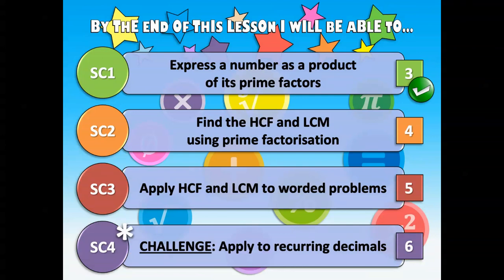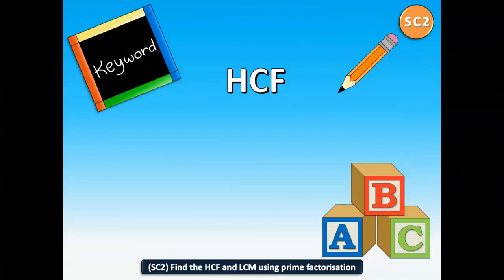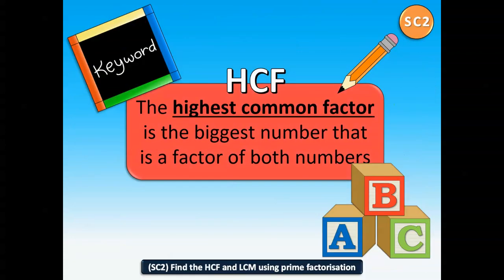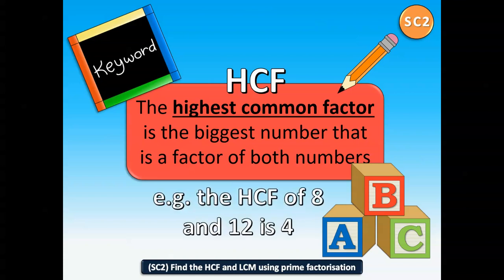So now we're going to move on to number 2, and this is to find the HCF and LCM using prime factorisation. So HCF stands for highest common factor, and this is the biggest number that is a factor of both numbers. So for example, the highest common factor of 8 and 12 is 4, because 4 is the biggest number that goes into 8 and 12.